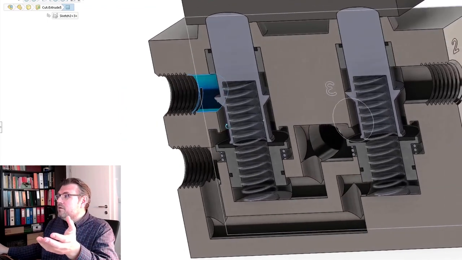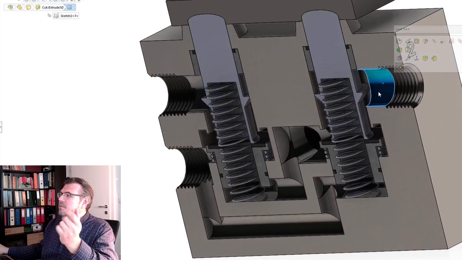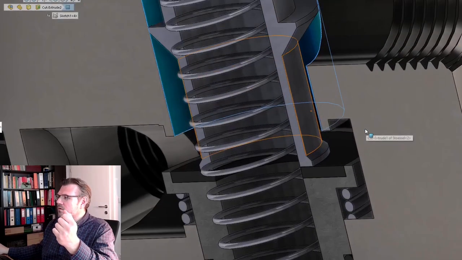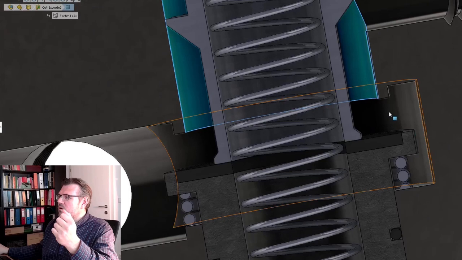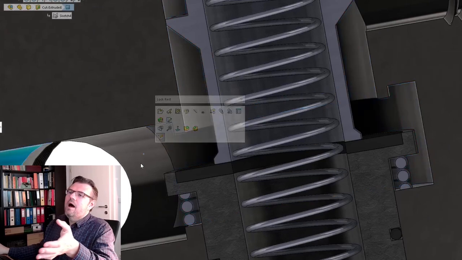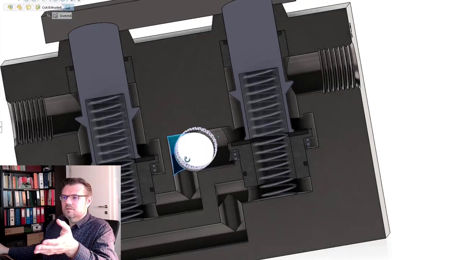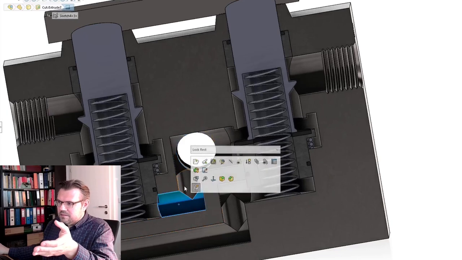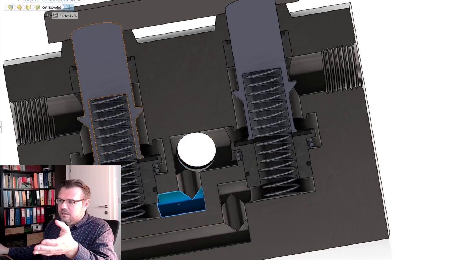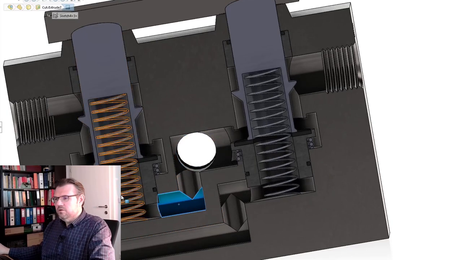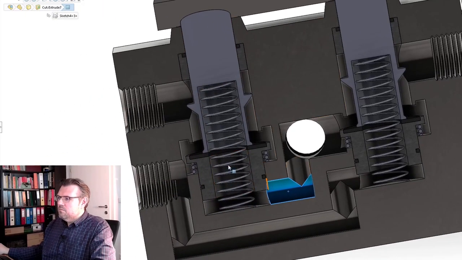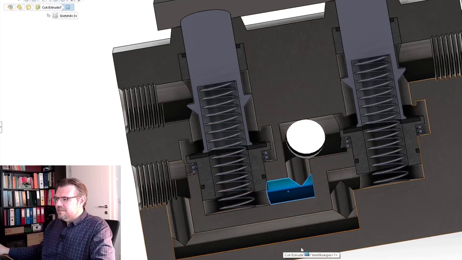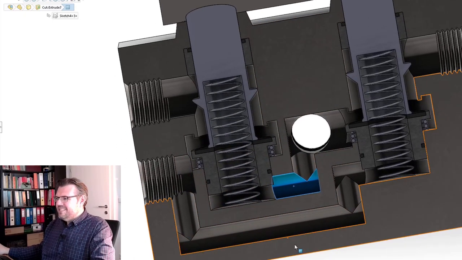Let's see where two is connected to. Here we have two, and two is connected to three, to this hole. And the other side of this hole is sealed here. No issue there, because here we are sealed, this area. So this is now the switched position.